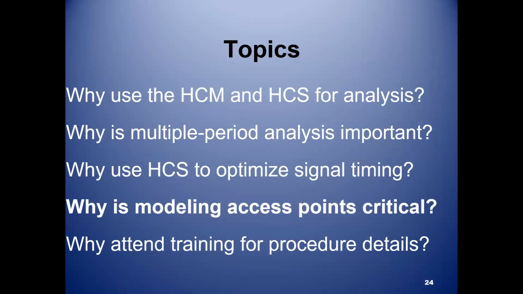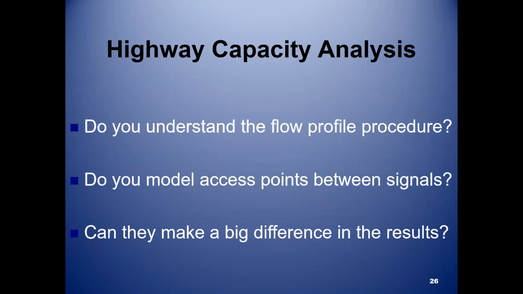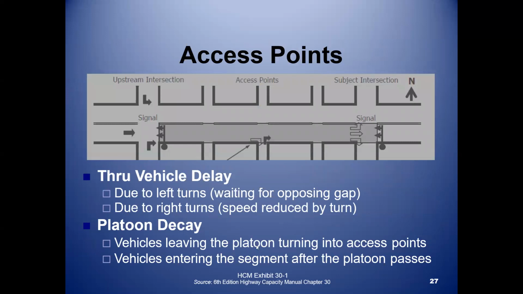What about access points? I brought that up a couple of times. If you understand the flow profile procedure, then you'll understand the access point interference. Even if you drive, you can tell the difference. Suppose you're leaving this signal here and you're driving down the road and you get up to 40 miles an hour, you're in the rightmost lane, the car in front of you decides to turn into the side street. He slows down to 10, you have to slow down to 10 because he slows down to 10. So you're delayed.